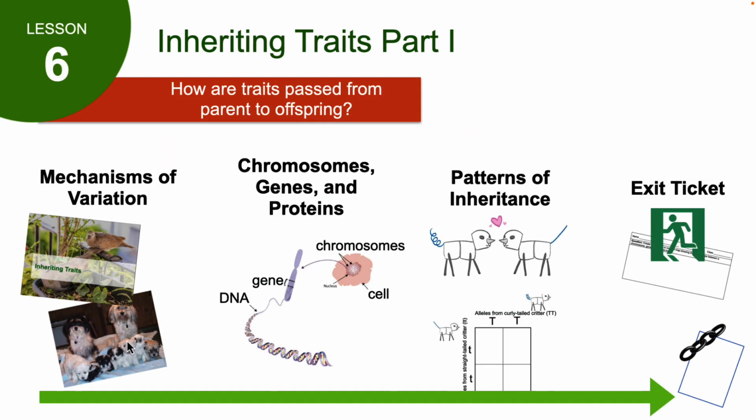In Lesson 6, we introduce the puppy phenomenon in the Inheriting Traits presentation. The rest of the presentation helps students answer the question, how are traits passed from parent to offspring? The presentation introduces how genes are encoded on chromosomes of DNA, and then walks students through modeling patterns of inheritance with Punnett squares. Students record their learning throughout the entire lesson in a chain note, and then create a concept map summarizing their learning as an exit ticket.